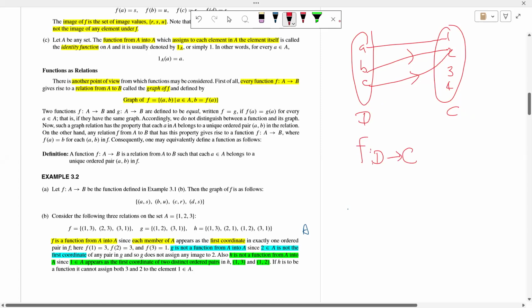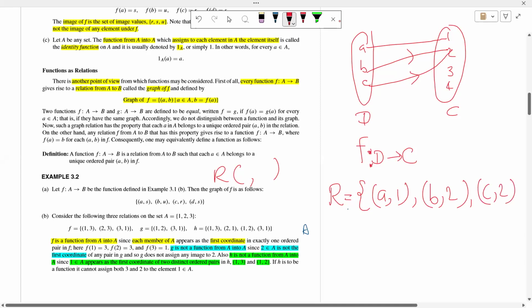Function D to C. If I write this function as a relation, I already told you in a relation we write pairs of elements. Now we can pair A and 1 as one pair, B and 2 as another pair, and C and 2 as another pair. So we can denote this function as a relation this way, with only three pairs.